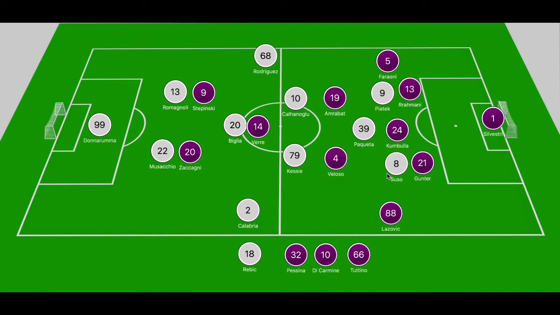On the right side, it was a bit different based off the fact that Suso was varying his movement, and it was very simple for Verona to deal with that. Because what would happen was that if Calabria didn't push forward and Suso maintained a central narrow position, they can have Gunter stick with him and then have Lazovic push forward.